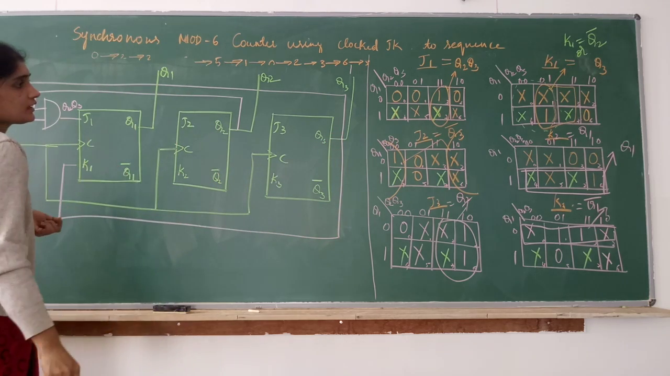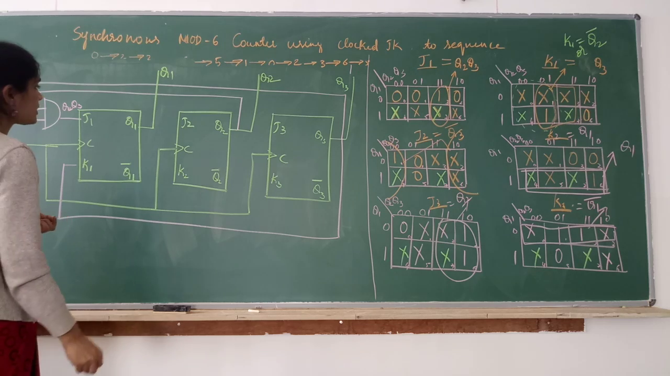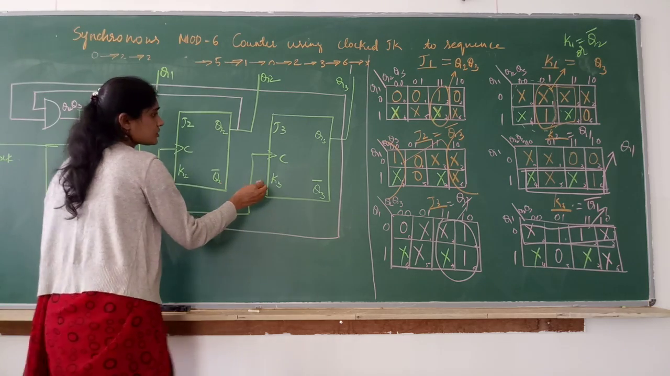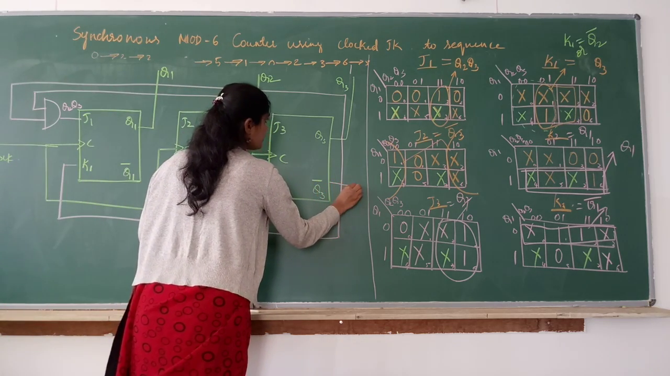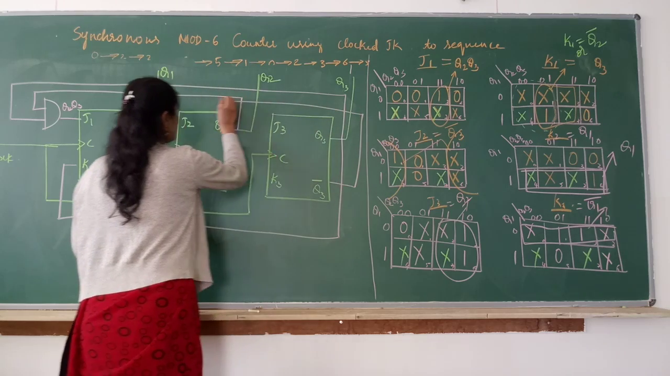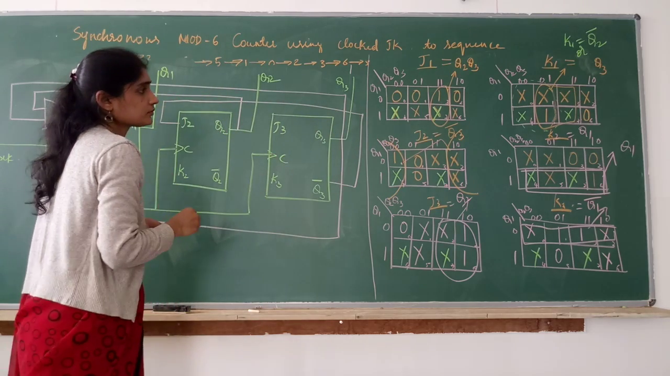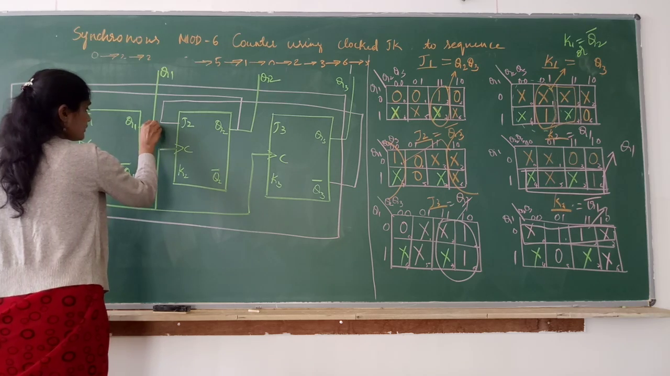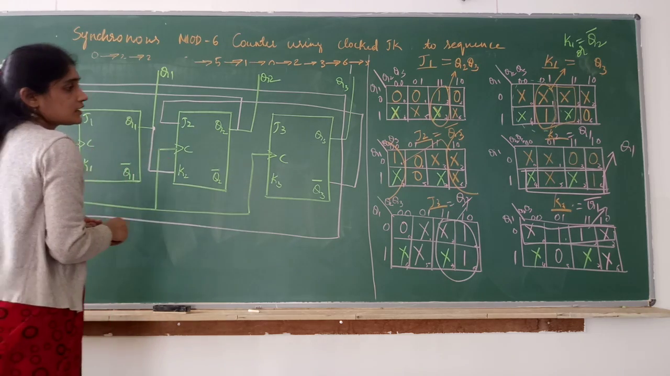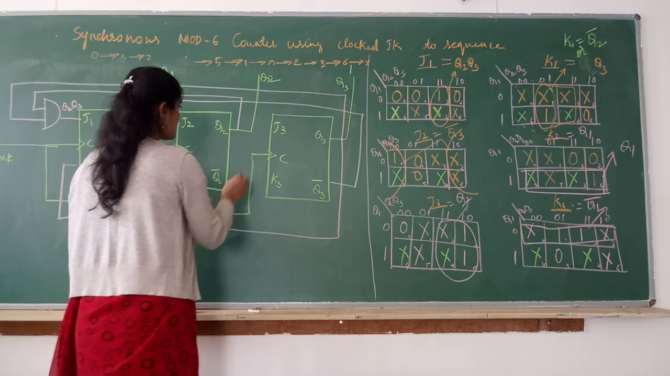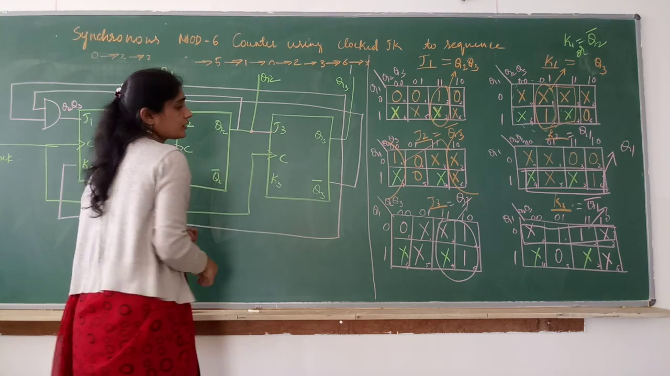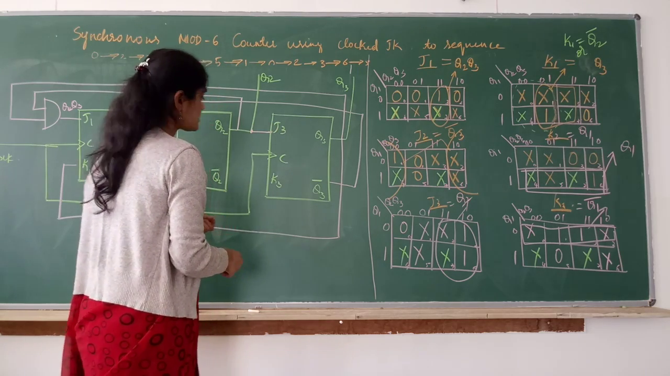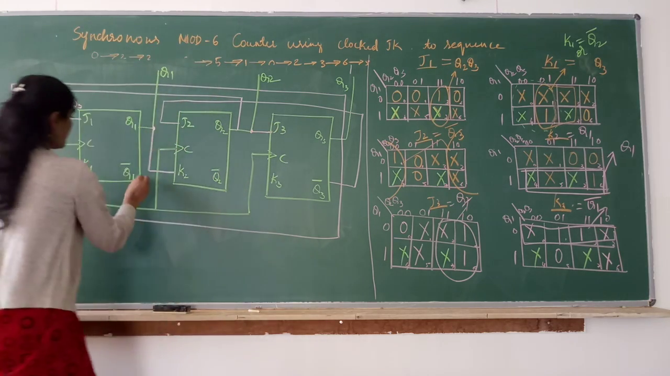K1 is Q3. Okay. Next, what is J2? J2 is Q3 bar. So take one more input from Q3 bar and connect it to J2. K2 is Q1. The same Q1 whatever we have here, connect it to K2. J3 is Q2. Okay. And K3 is Q1 bar.